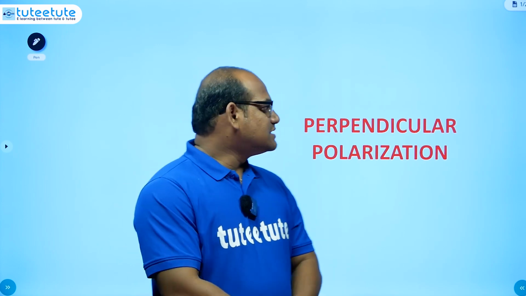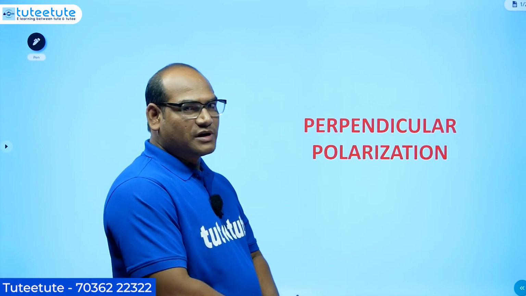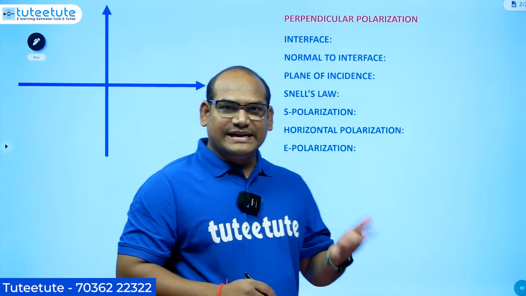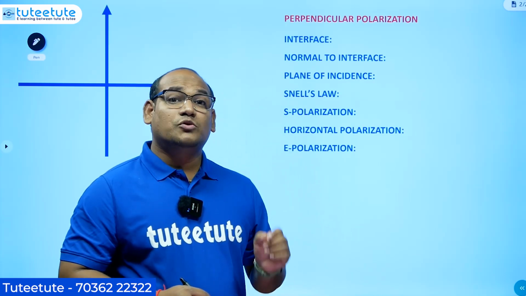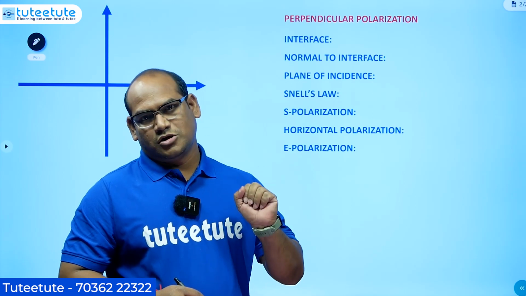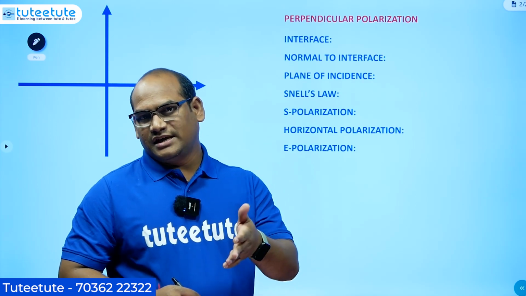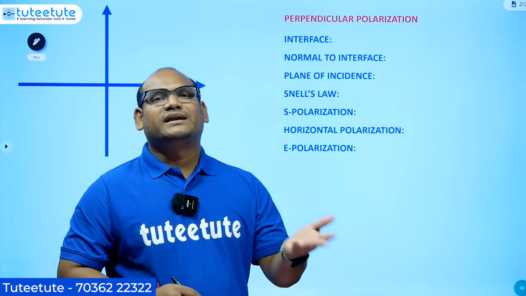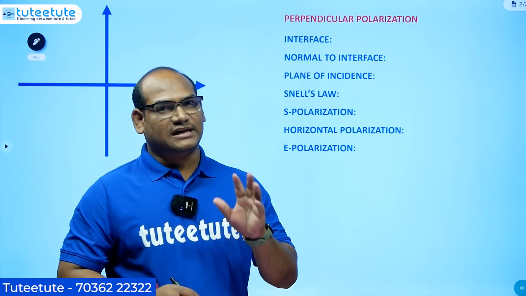In this video, we will see the concept of perpendicular polarization. So in case of oblique incidence, already we have seen how the electromagnetic wave is incident on the interface. The interface is generally the boundary which is separating the two media. That part we already know.